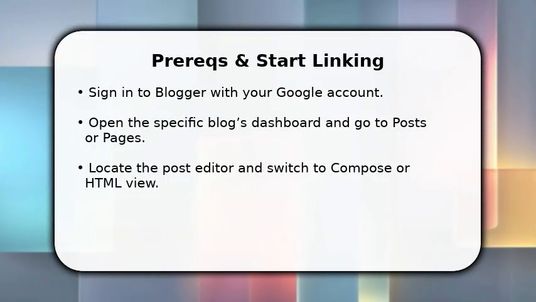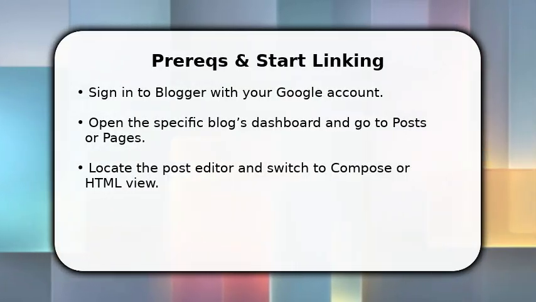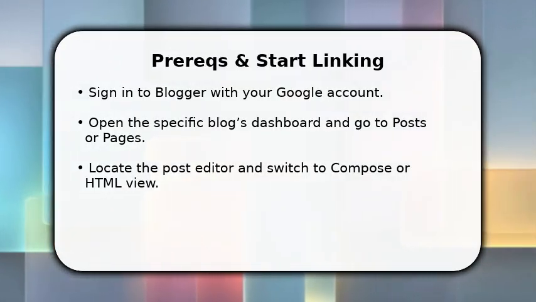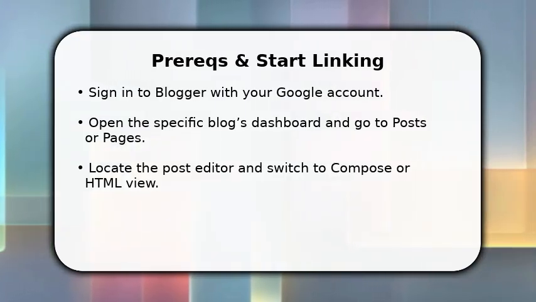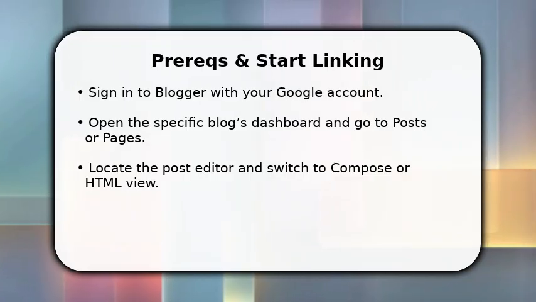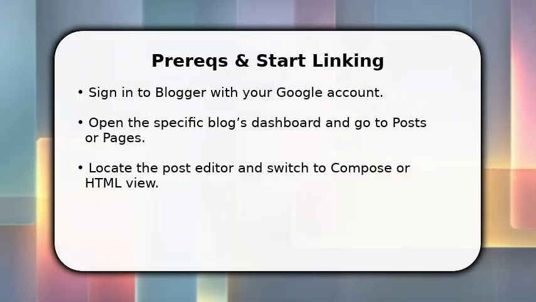You're signed in and at the post editor, good. First, pick the post or page where you want a direct link and place the cursor at the target text or anchor point. Once positioned, highlight the text you'll convert into a link. This is what users will tap.